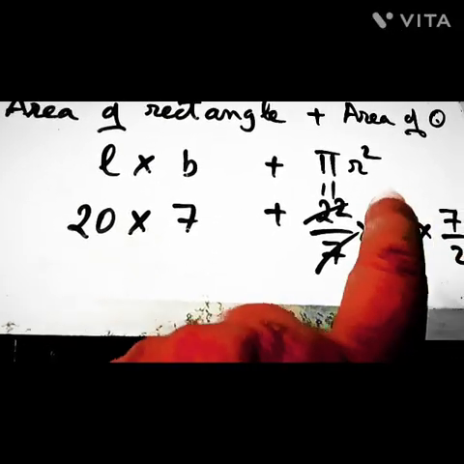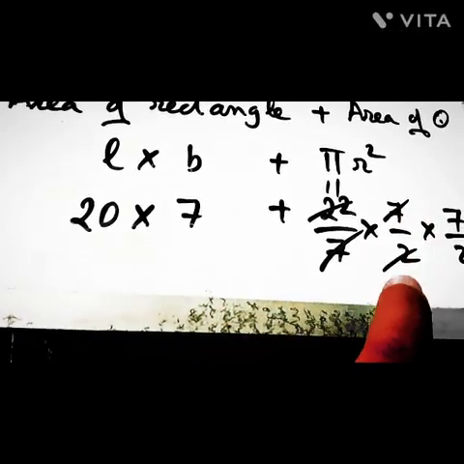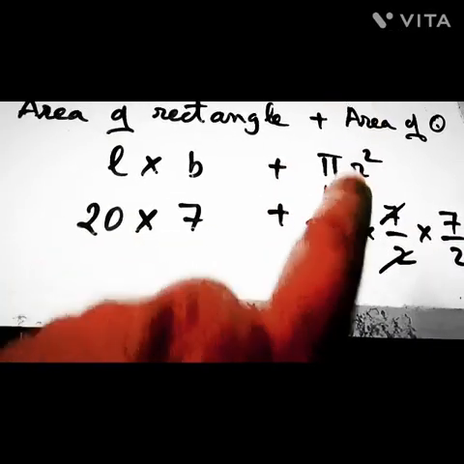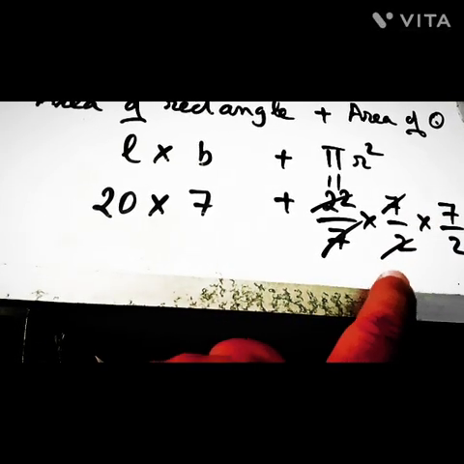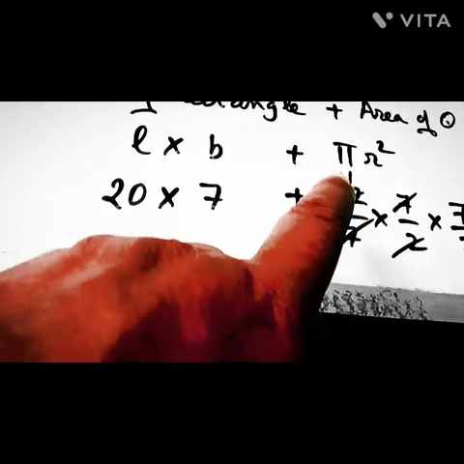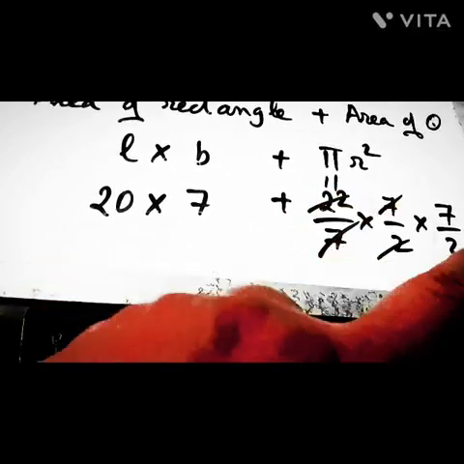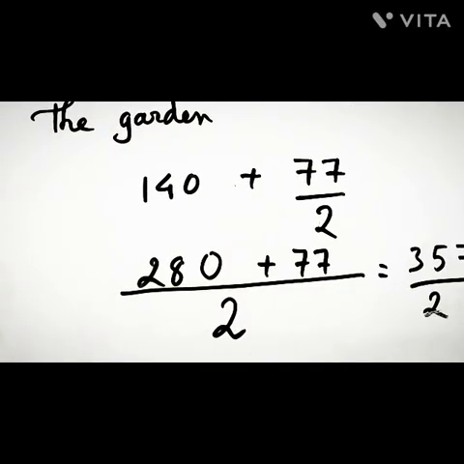This is the fraction. 7 by 2 is the diameter divided by 2, that is radius into radius, r square. So here 7 and 7 cancel out. 1, 2 cancel out with 22. 2 ones are 2, 2 ones are 2. So numerator is having 11 into 7, that is 77 divided by 2. So 140 plus 77 by 2.